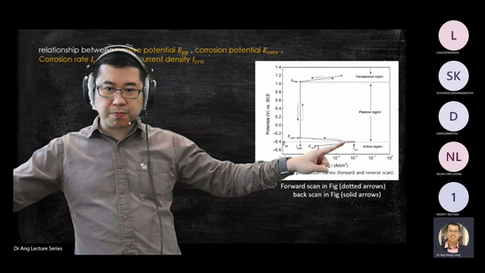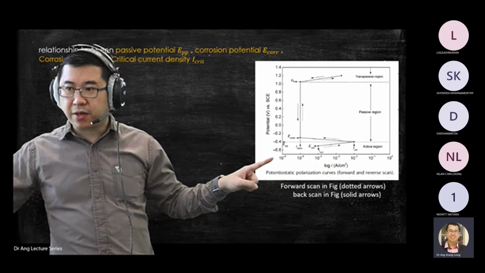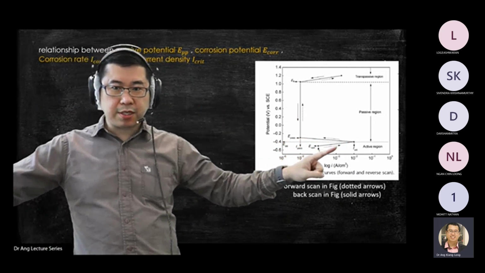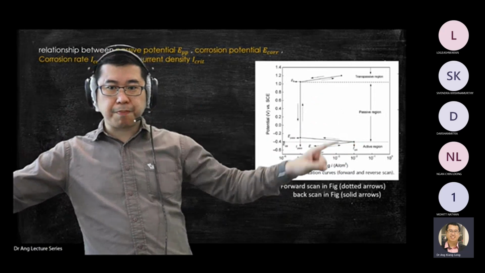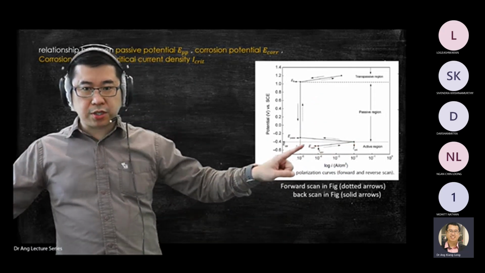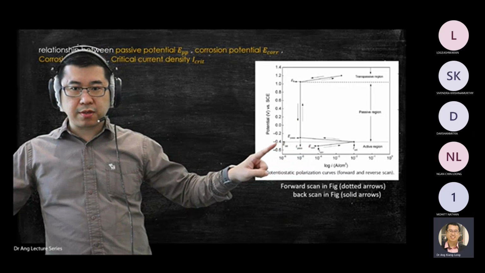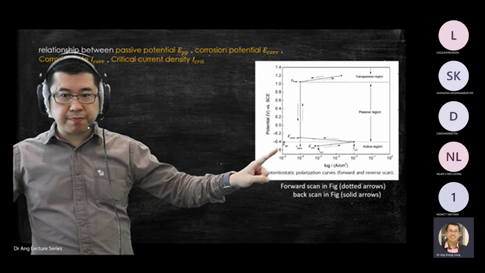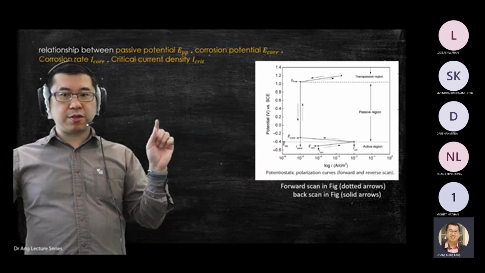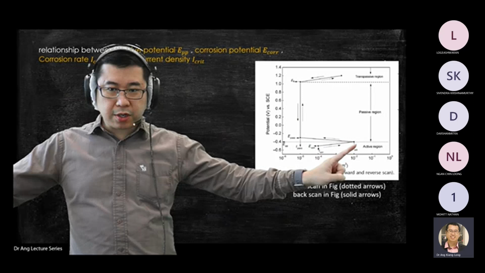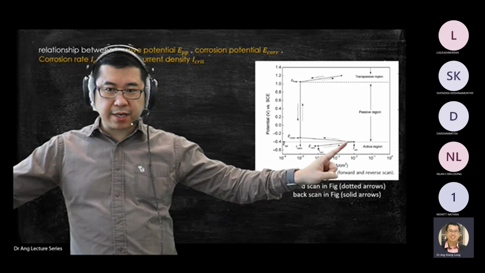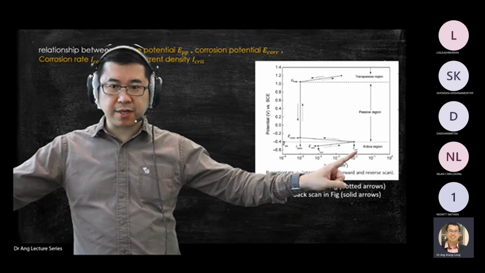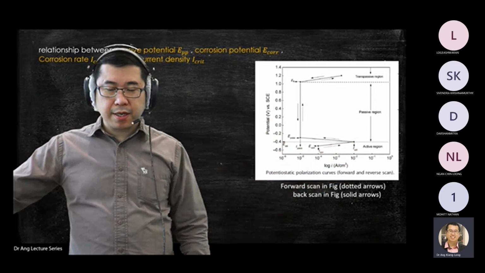From this point, you project to the left and you get your E_PP, the passive potential, because this is the border; after this point, you go into the passive region. So this potential here, we label as E_PP, the passive potential value. The critical current density and the E_PP are the same point: the y and x values meet at one point here.